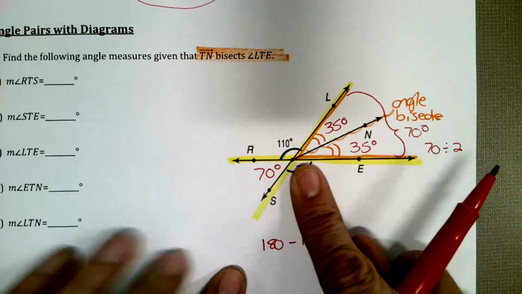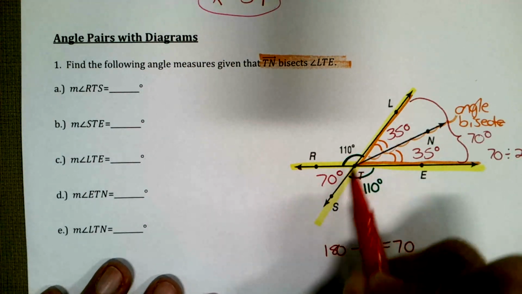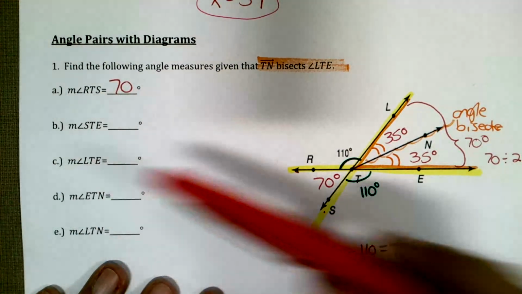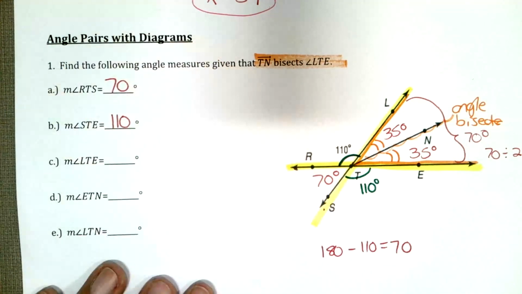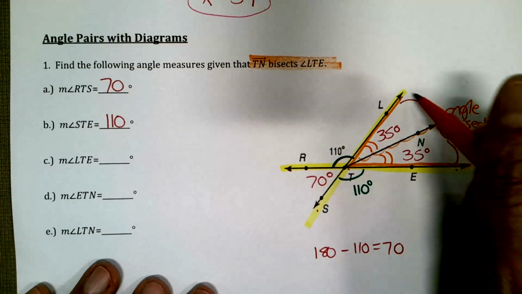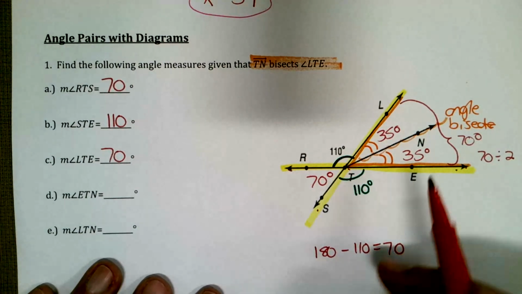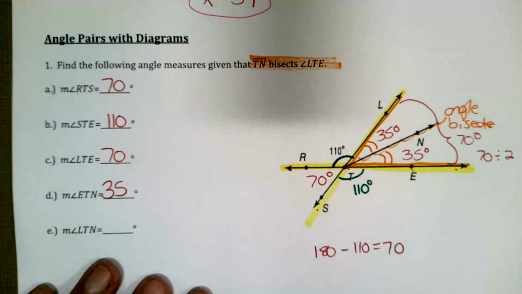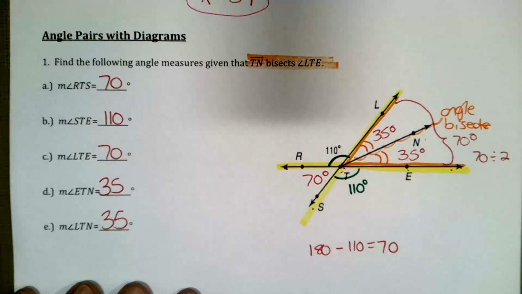Once we have all of that, now let's worry about answering the questions. The measure of angle RTS, we said that would be 70 degrees. The measure of angle STE, we had that vertical, so we said that would be 110 degrees. The measure of angle LTE, so this whole thing, we said was 70. The measure of angle E to T to N, 35 degrees. And the measure of angle L to T to N, also 35 degrees.